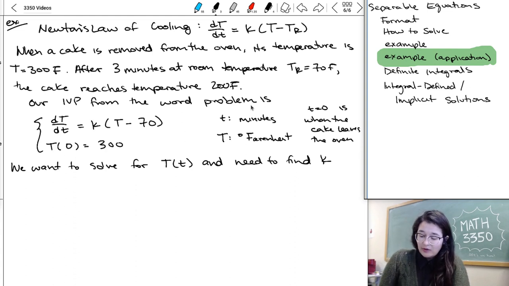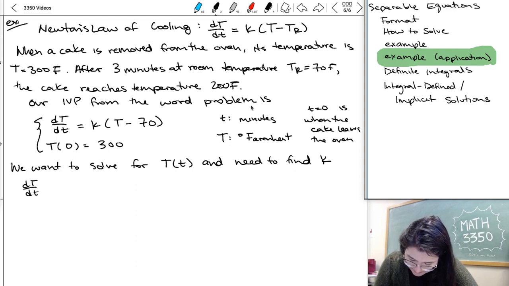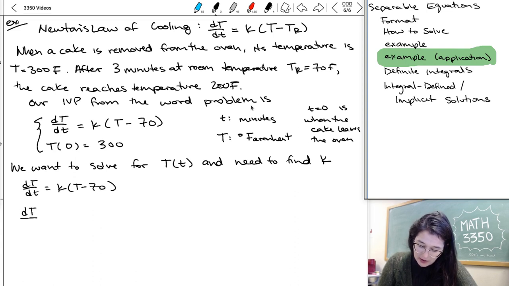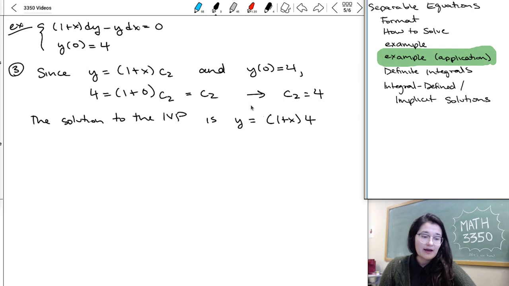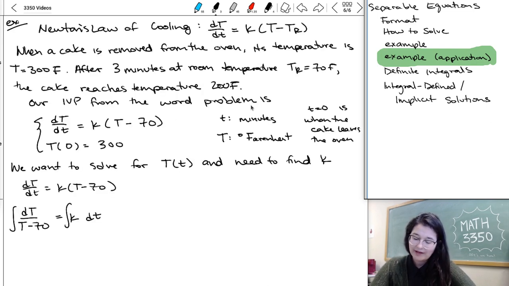So this equation is separable because I have something that depends on big T, and then this k is sort of our constant function that depends on little t. So when I rearrange that, I'm going to get dT over T minus 70 for big T is equal to k dt. That's just moving the same variables to the same sides. And then we go ahead and integrate, and we're going to get some more natural logs out of this. You'll see them a lot this section.